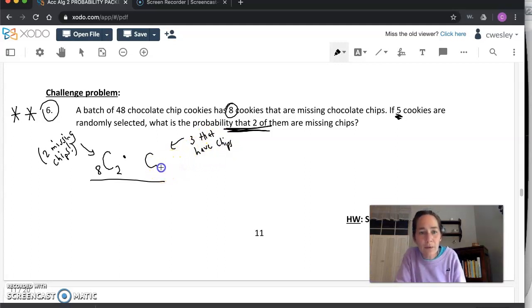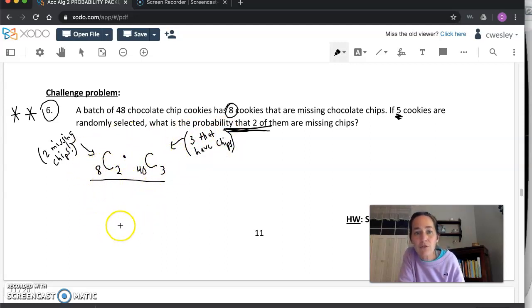We want to pick 3 out of how many in the batch do contain chips? Well, 8 of the 48 didn't have chips. The other 40 do have chips. So the 3 that have chips is going to be this combination. Pretty wild that we can use that to help with the number of ways this could occur.